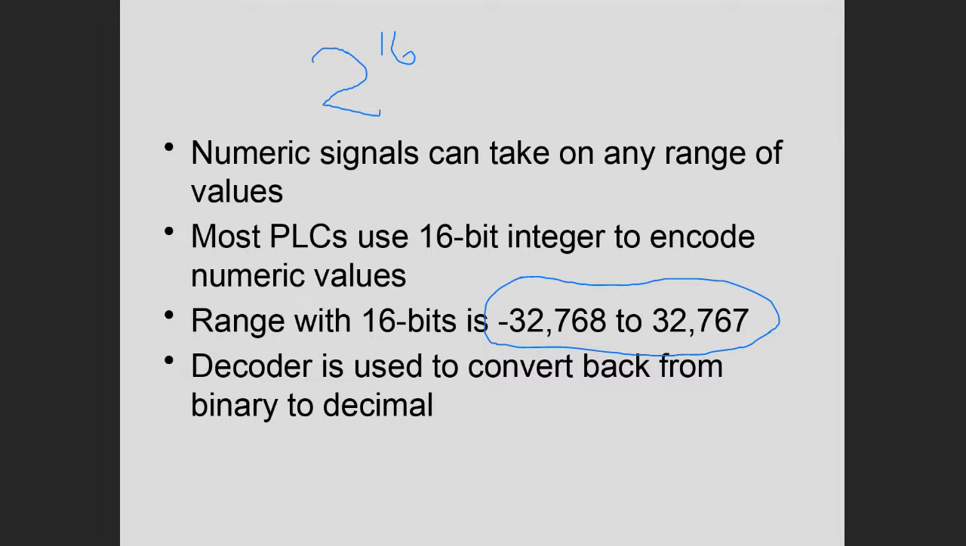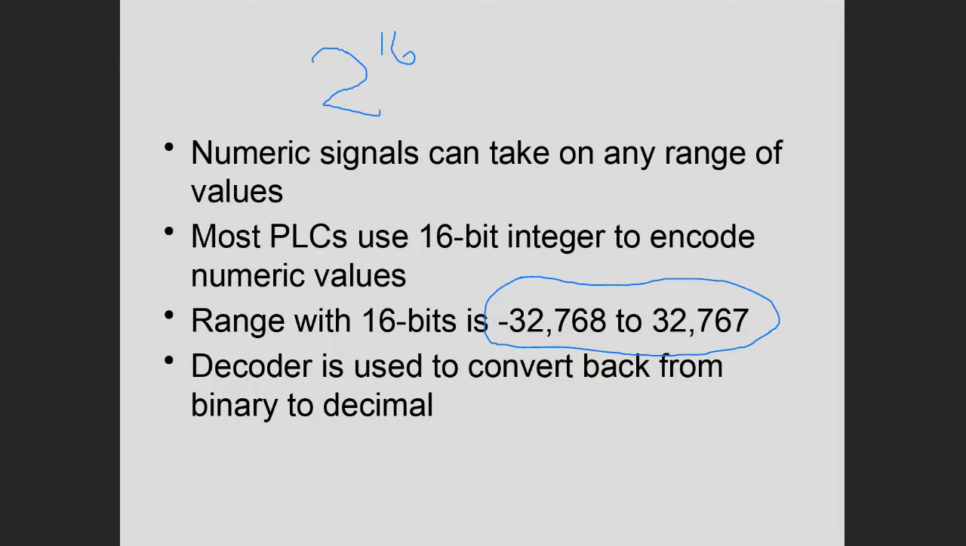So if we want to count, we can go 1, 2, 3, all the way up to 65,536. Or if I want to involve integers, now I'm going to have negative and positive values. So now I have to split that number in half. The 65,536, I have to split that in half.